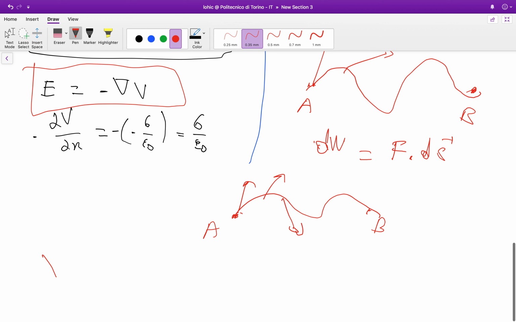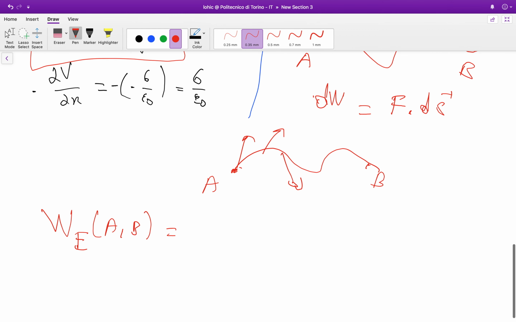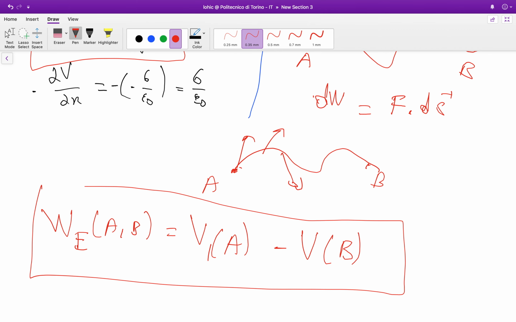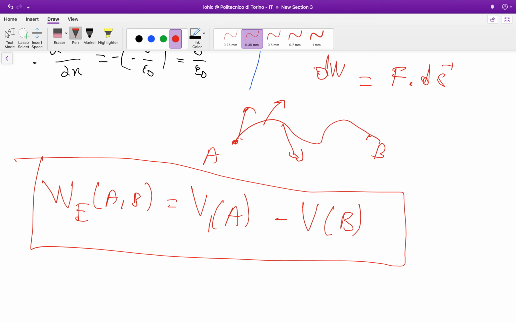So this is the work of the electric field from A to B. Is that clear? What I am not going to prove, but this work is always equal to the electric potential at A minus the electric potential at B. Is that clear? So the work of the electric field from A to B is always equal to the electric potential at A minus the electric potential at B.